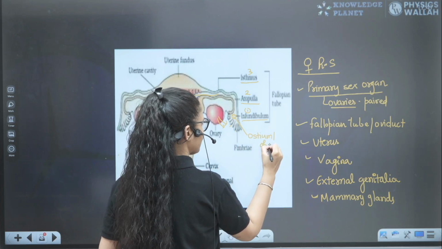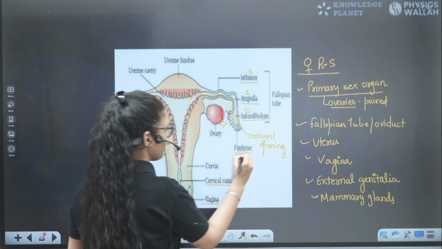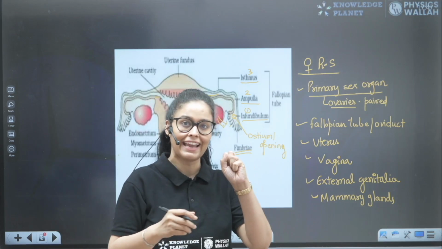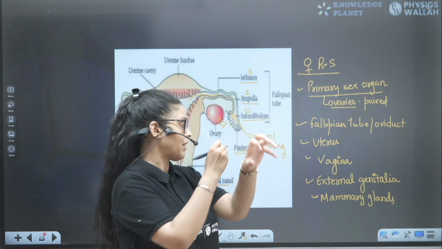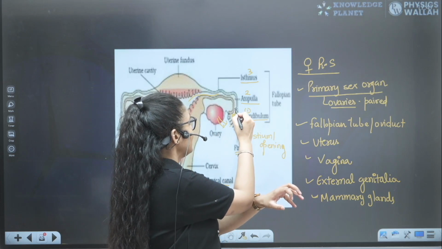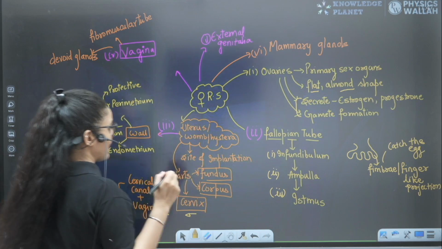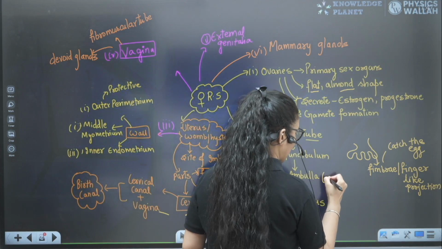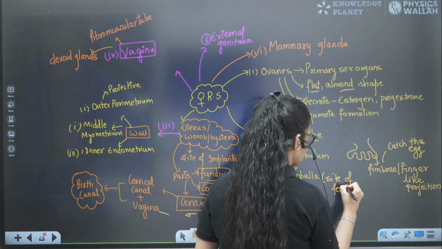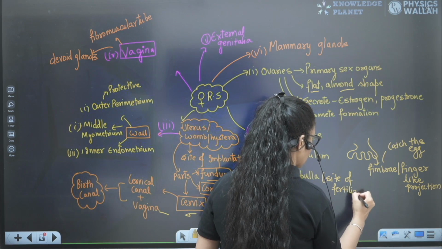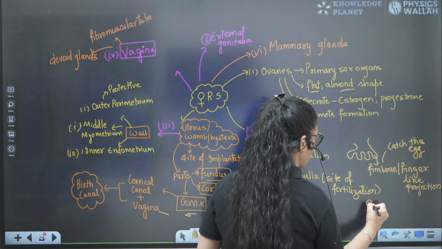It's a kind of entrance, kind of door. So the fimbriae, finger-like projections that catch the egg released by the ovary, and via this ostium, it will enter the cavity of the fallopian tube, right? And it will reach the second part, the ampulla. Ampulla is known as the site of fertilization. Here exactly fertilization happens, right? Here sperm enter and fertilize the egg, you have to remember, right?